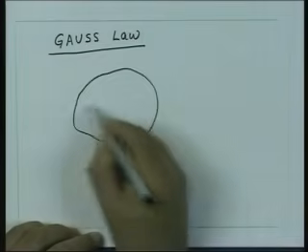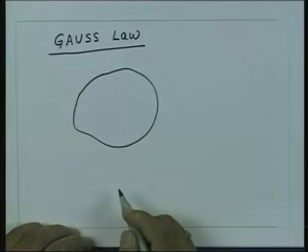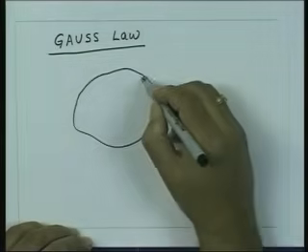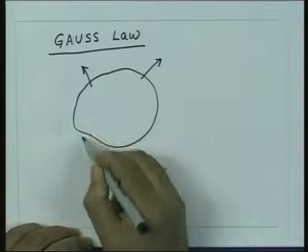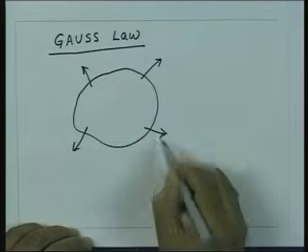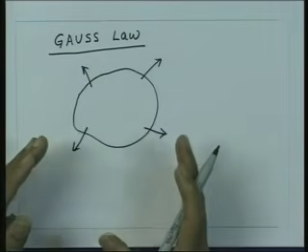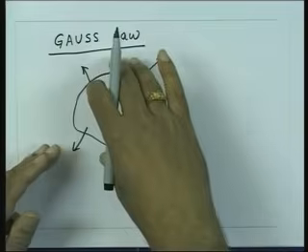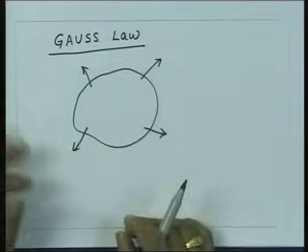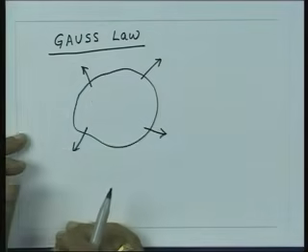So, what that means is, if I have a closed surface like that, and let us say we have the charges distributed inside this closed surface, I find out the net displacement which is coming out of this surface, and that net displacement will be equal to the total charge or the net charge enclosed by this surface. That is the Gauss law.